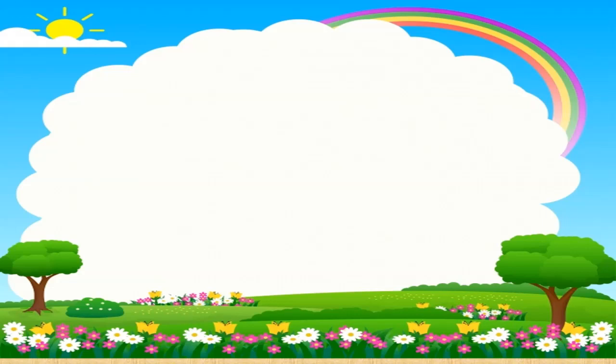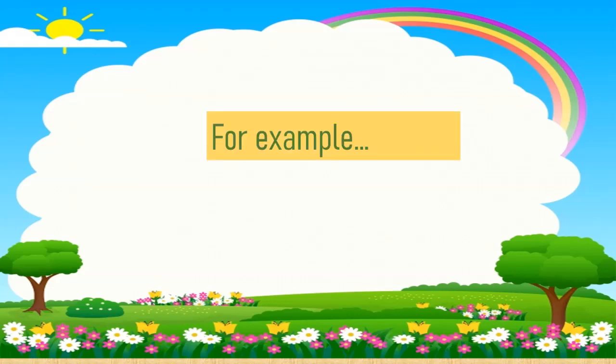Look at this picture. There are so many examples over here. The sun over here is hot. So hot is the describing word. It is telling more about the sun. Colorful rainbow. Rainbow is the noun. Colorful is the describing word. It is an adjective. It is telling about the rainbow, that it is so colorful.